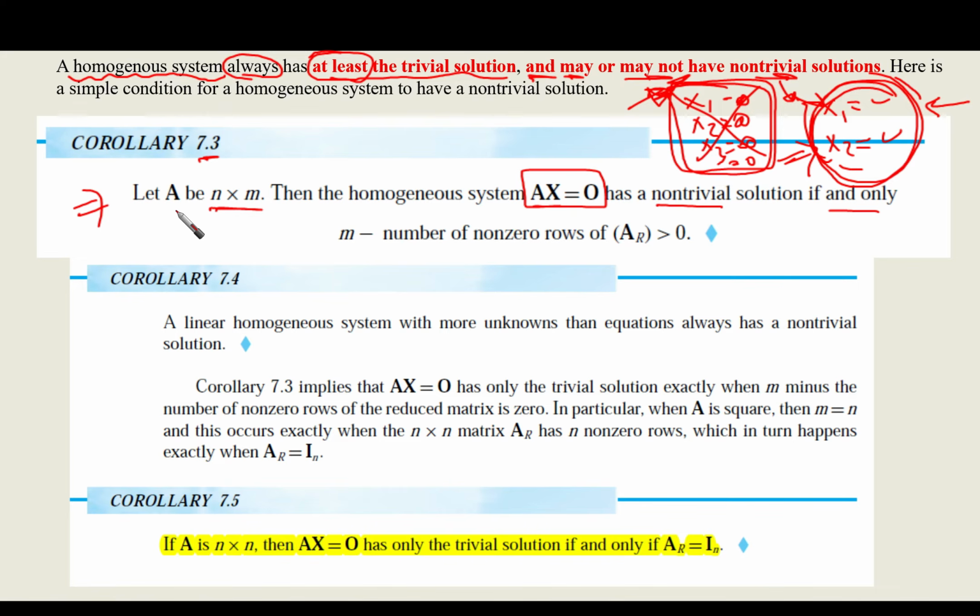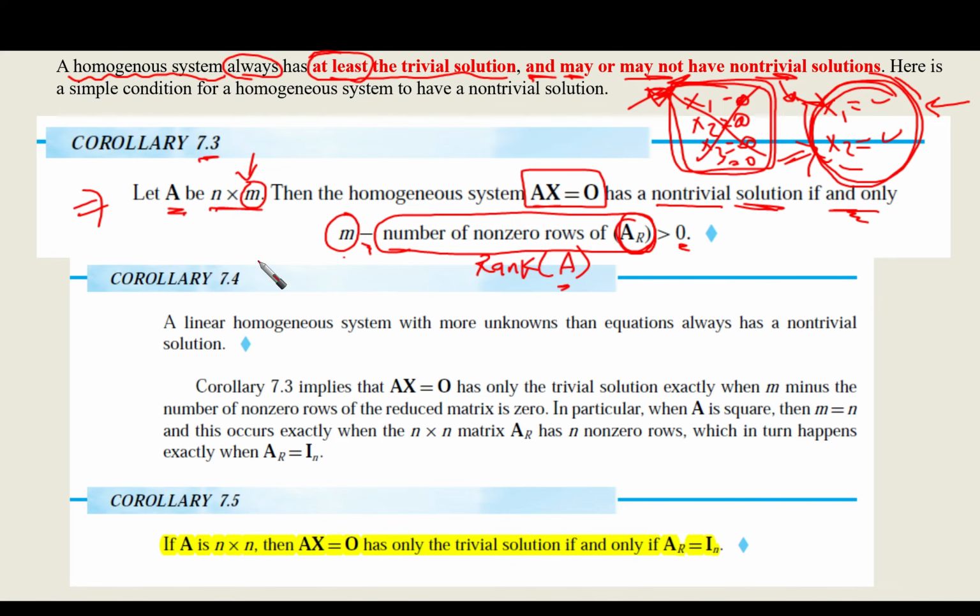So if we have A, the coefficient matrix, with dimension n by m, then the homogeneous system has a non-trivial solution if and only if m minus the number of non-zero rows, which is what we call the rank of A, the rank of the original matrix A. That is, m, the number of columns of the coefficient matrix, minus the number of non-zero rows of the reduced matrix of the coefficient matrix, is larger than 0. Then our system has a non-trivial solution.